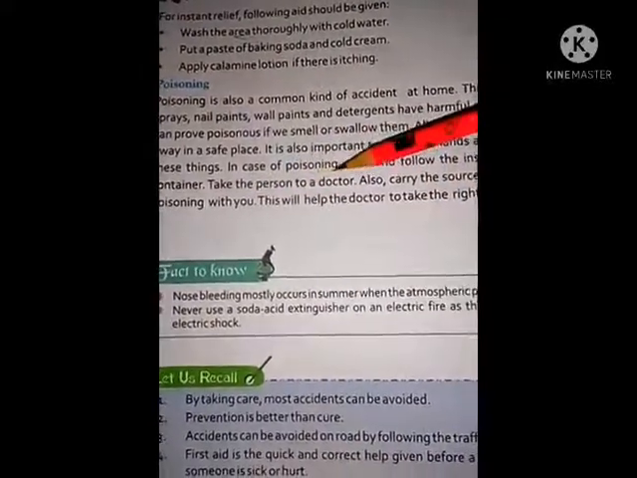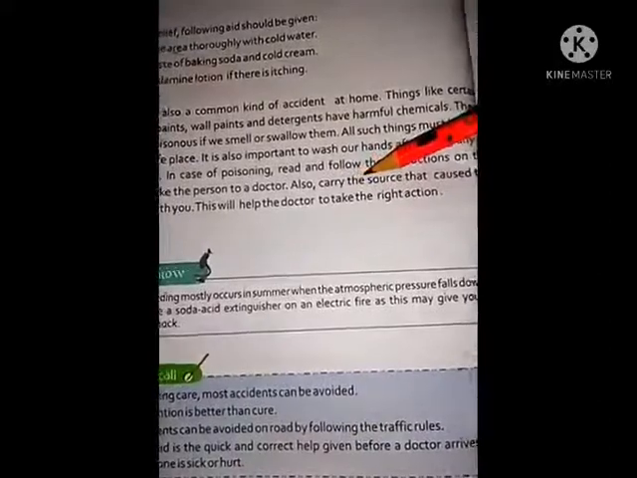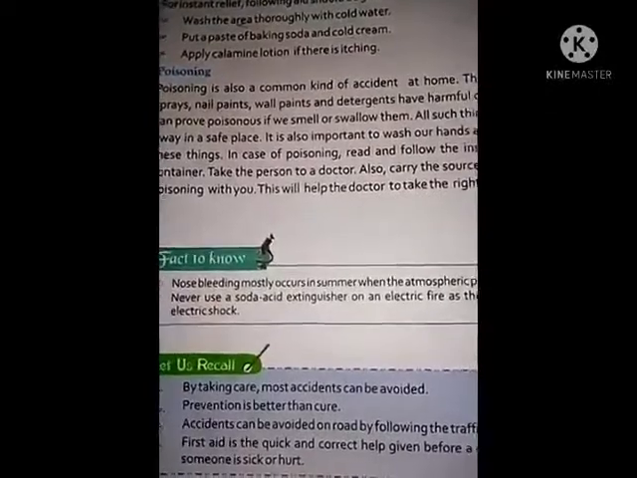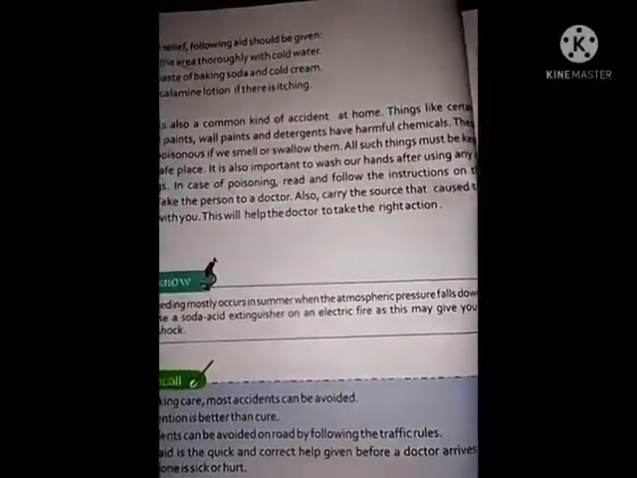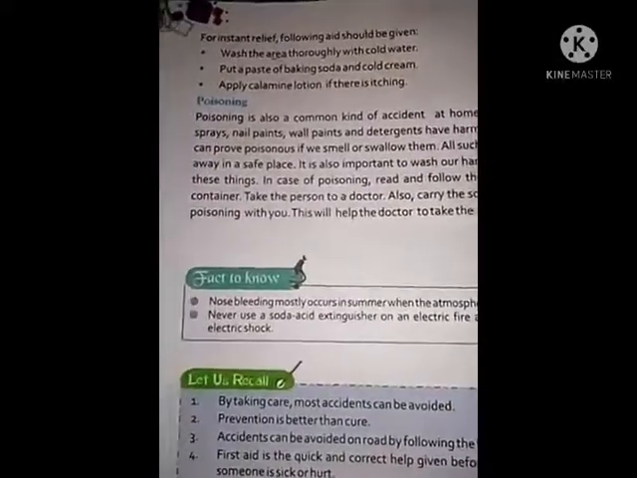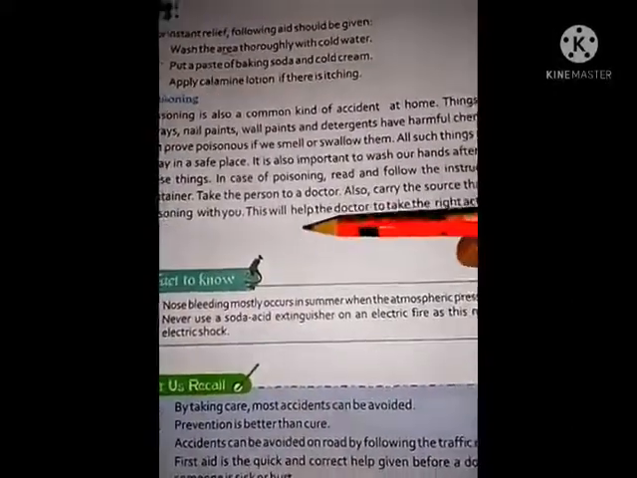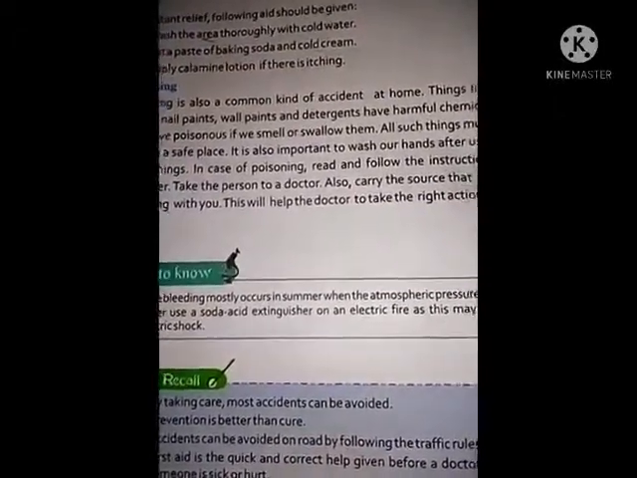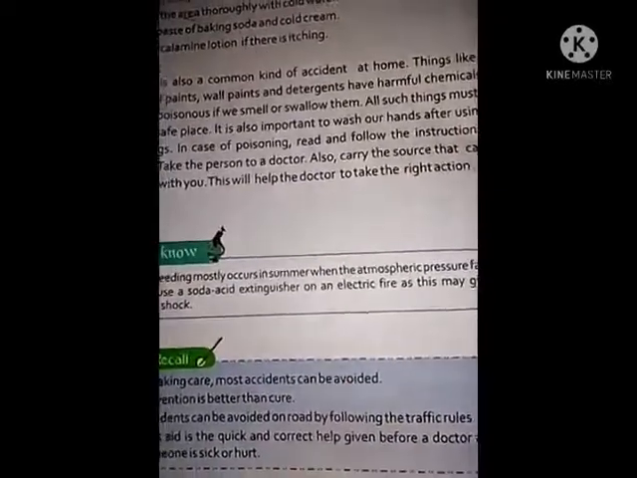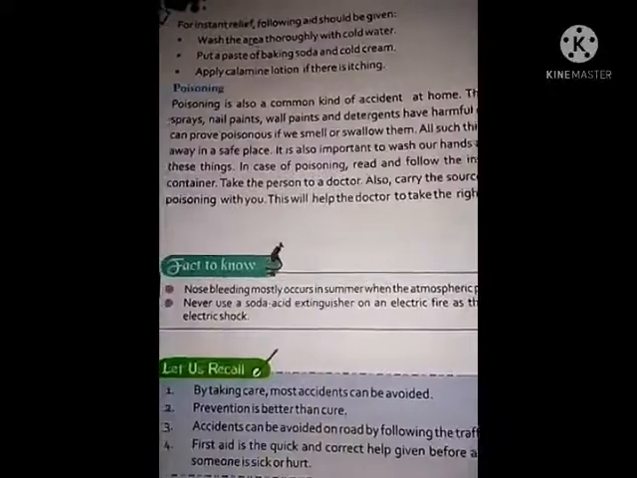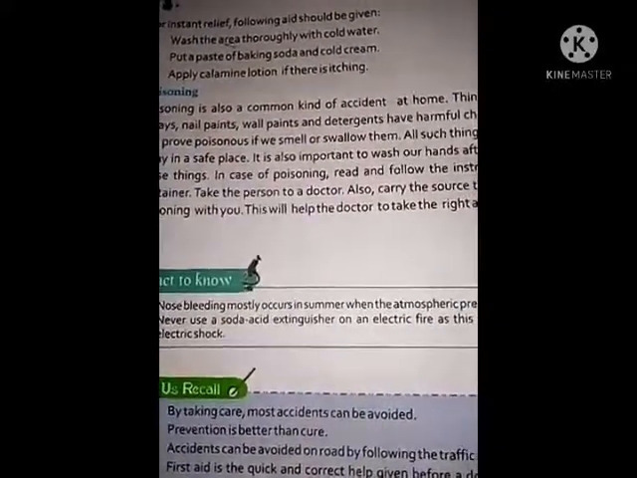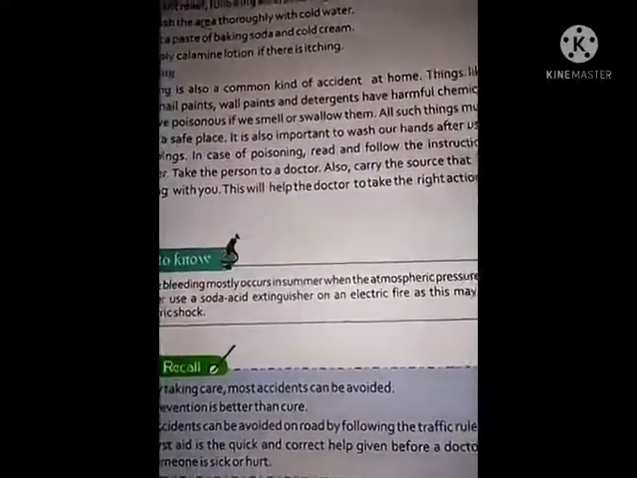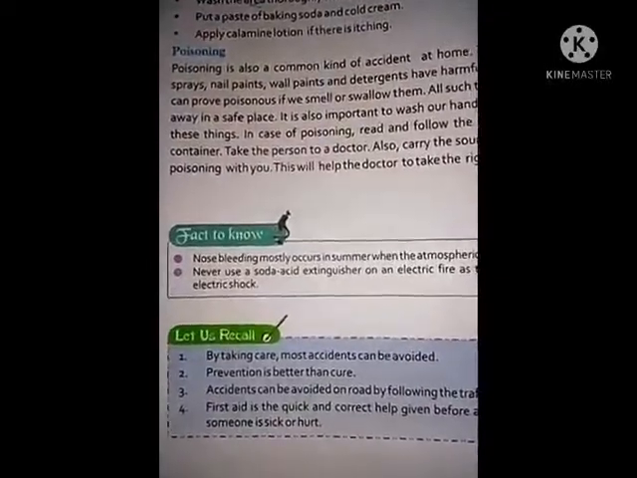Take the person to a doctor. Carry the source that caused the poisoning with you. This will help the doctor to take the right action. If he sees the source of your poisoning, then he can easily give you the correct medicine. Okay, and you will get rid of it very soon.